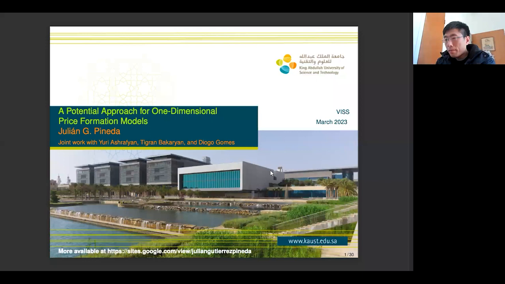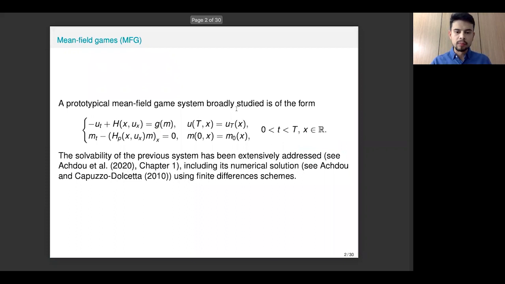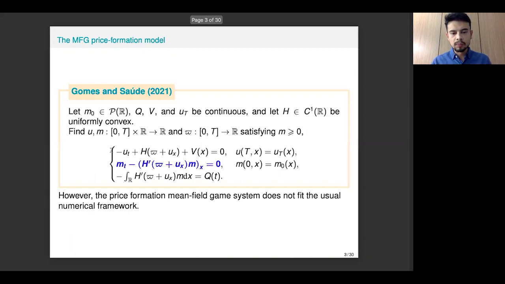So this potential approach is an alternative way to solve a mean-field game system. Here we see a traditional, or the prototypical, mean-field game system with the usual coupling through the measure m, a backward and forward coupling. And numerical schemes for this really were understood. But now when we consider the price formation model, we add to these numerical schemes.